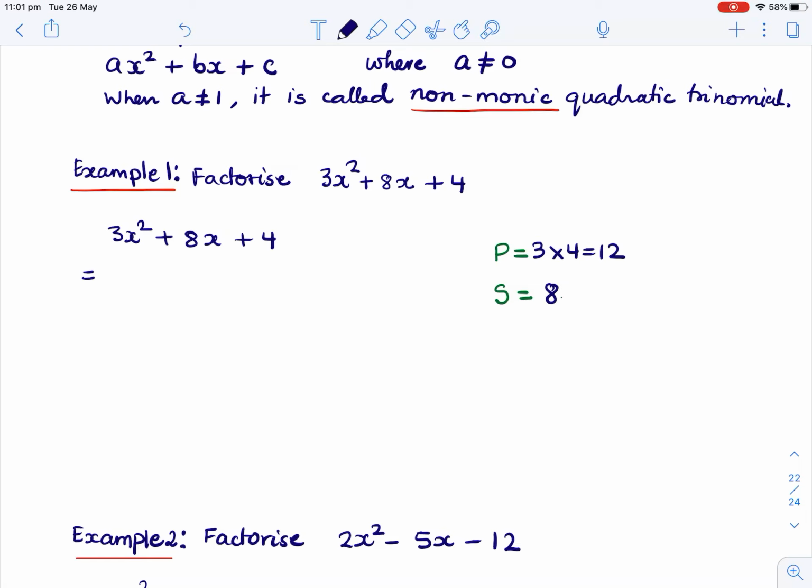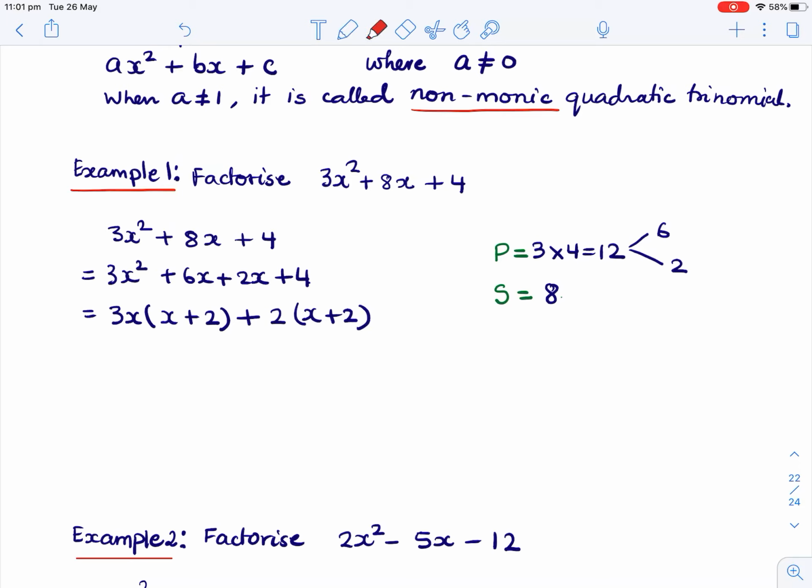So sum is 8. Now, the product of 6 and 2 gives you 12. When added together, it gives you 8. So split the middle term 8x as 6x plus 2x plus 4. Now, group in pairs and take common. So common from the first two terms is 3x, and we are left with x plus 2. Common from the last two terms is 2, and again we are left with x plus 2.